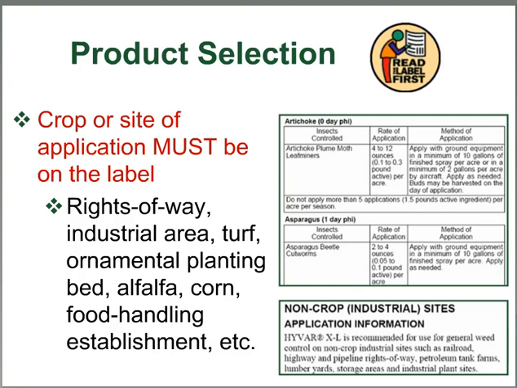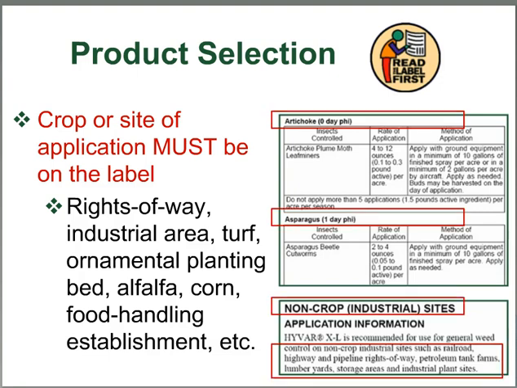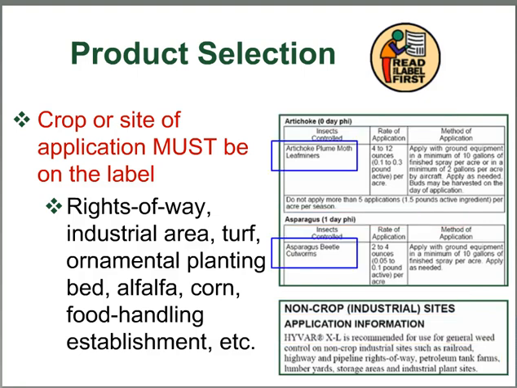In agriculture, the label is very specific as to crop, like this label states artichokes and asparagus, while in non-crop industrial sites, they include several rights-of-way, tank farms, lumber yards, and storage yards. You could expand that list to other industrial or non-crop sites that are not actually listed. The reason agricultural uses are very specific is due to the tolerances. If the ag site is not listed, the pesticide may not have a tolerance set, and food safety becomes a concern.